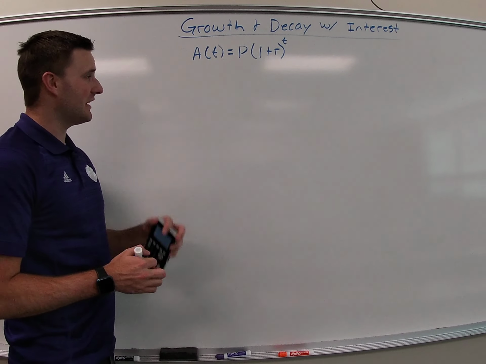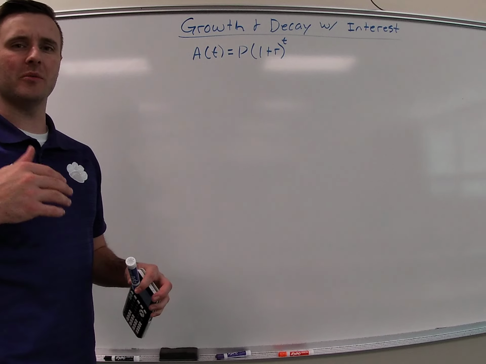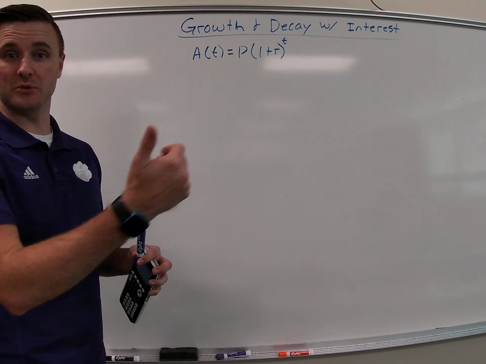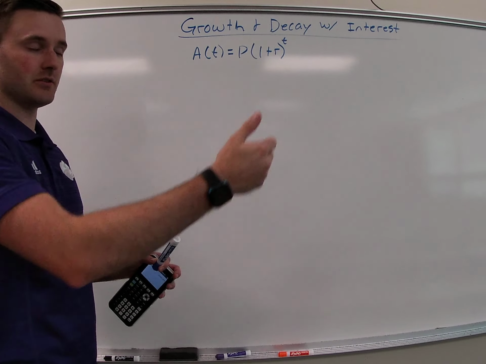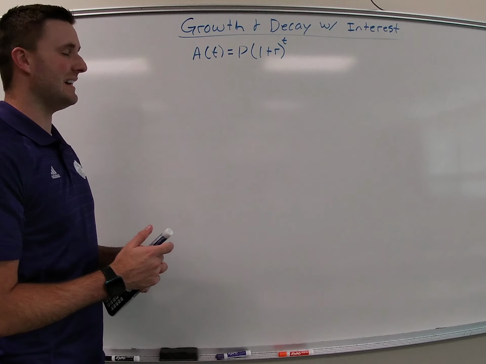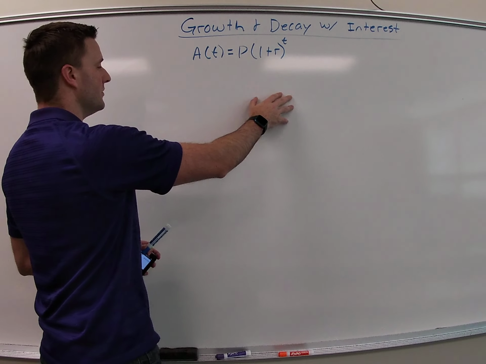All right, so get your graphing calculators out. We're going to be talking in the next few videos about growth and decay, but we're talking about interest. Sometimes we make money, sometimes we lose money. Things appreciate, or they're worth more over time. Some depreciate, they're worth less over time. So here is a typical formula that we would use.